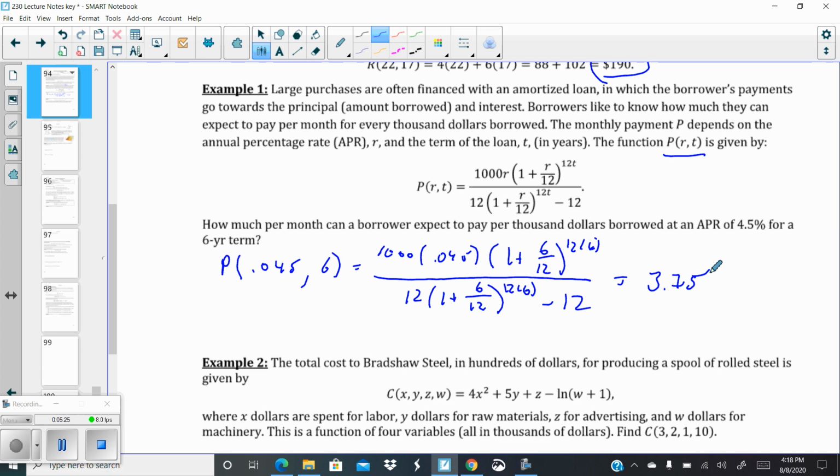That doesn't make any sense. I guess it does. $3.75 thousand. Okay, so $3,750 per month. I don't know if this is a mortgage, but this is what it sounds like. That's a really high mortgage if you ask me. Anyway, that's what you would expect to pay per month.